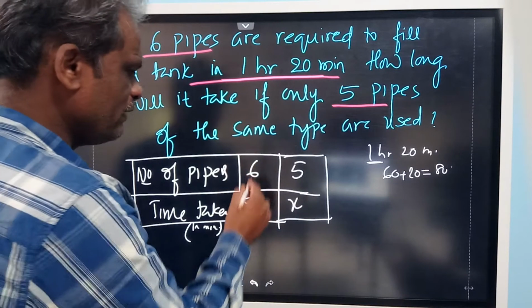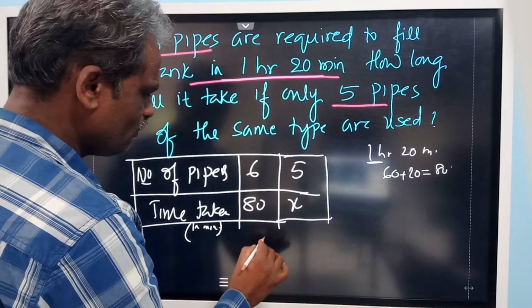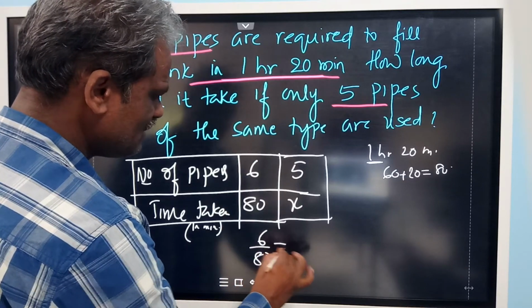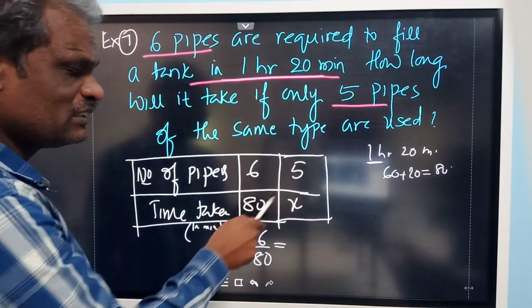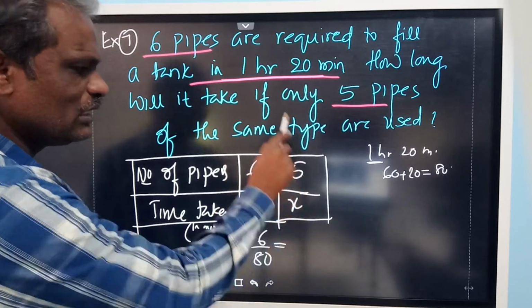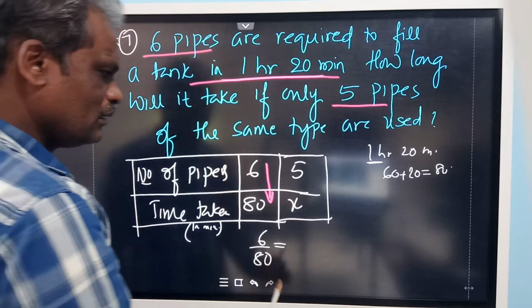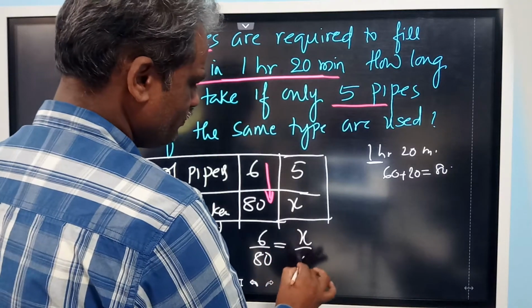You can write in two ways. 6 by 80 is equal to x1 by y1. Reverse this one. If you are writing like this, you have to inverse this one. How do you have to write? X by.